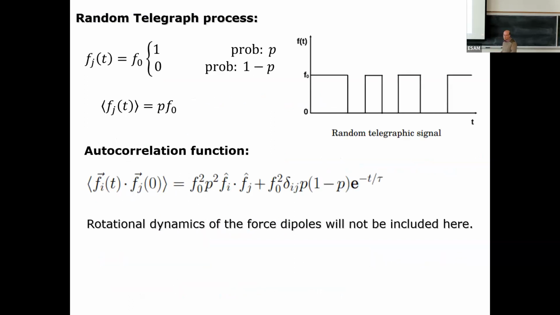Any questions about that? Because I'm moving fast. Everybody knows the random telegraph process? That's telegraph, a long time ago. You have only two parameters, P and tau. And it's stochastic. And this is the autocorrelation function.